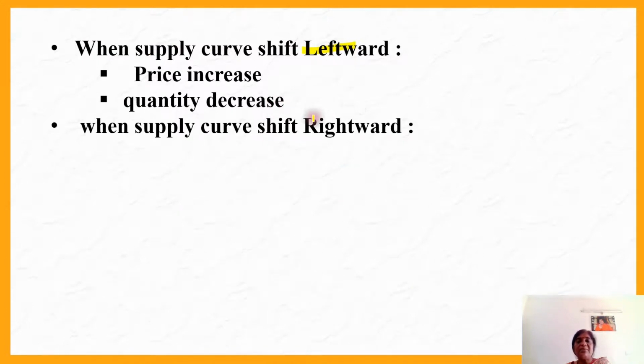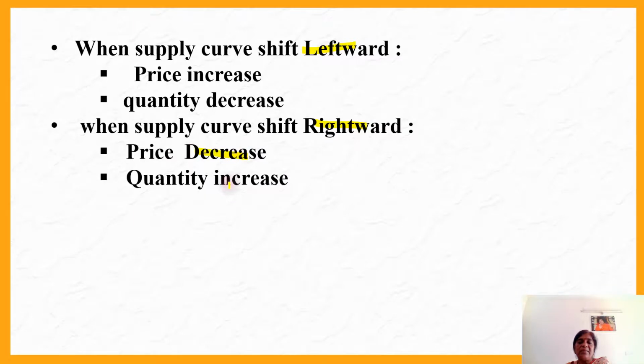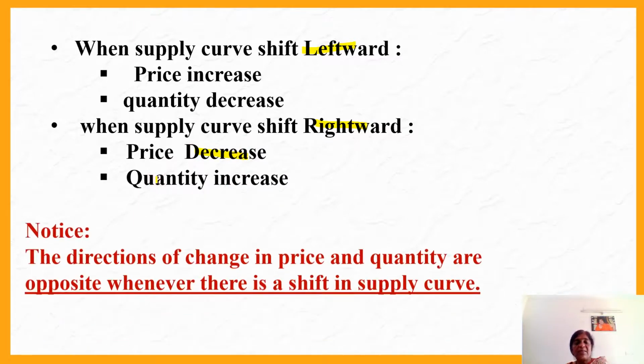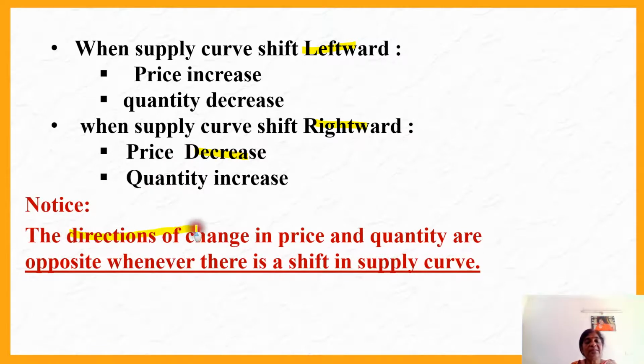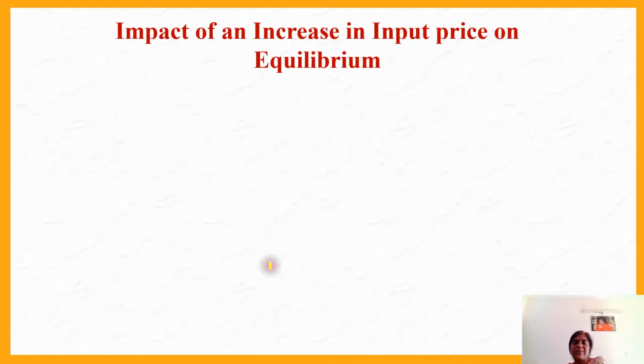When there is a rightward shift, what is happening? Price decrease and quantity increase. This is the summary, and based on this, we can conclude that the directions of change in price and quantity are opposite. When price increases, quantity decreases. When price decreases, quantity increases. When there is a shift in the supply curve, this is the conclusion based on the leftward shift and rightward shift.